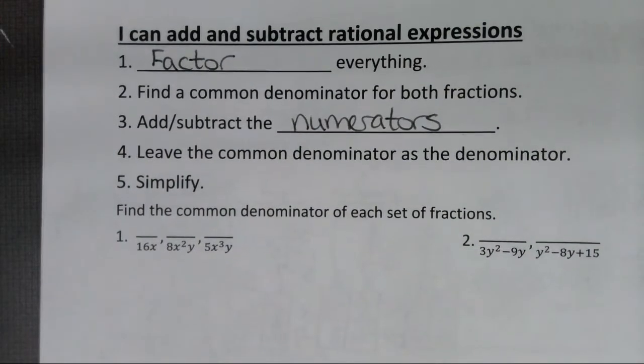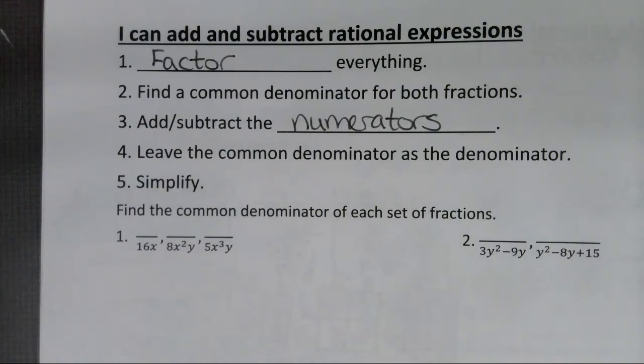It's time for us to add and subtract our rational expressions. Of course, the first step is always to factor everything that you can. And here's the second step that we haven't had to do in multiplying and dividing. We must find a common denominator for both of our fractions. So we're going to practice doing that before we move on into adding and subtracting actual rational expressions, but let's continue to walk through the rest of the steps.